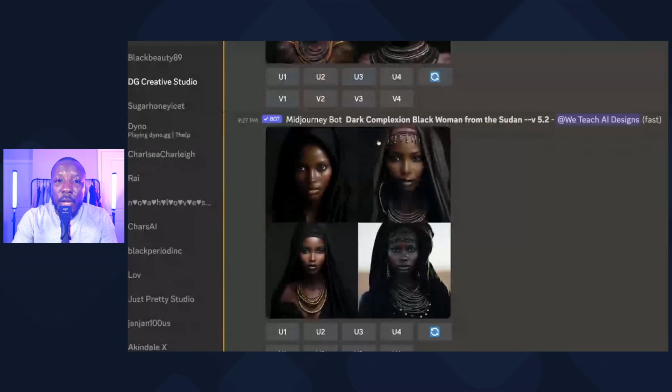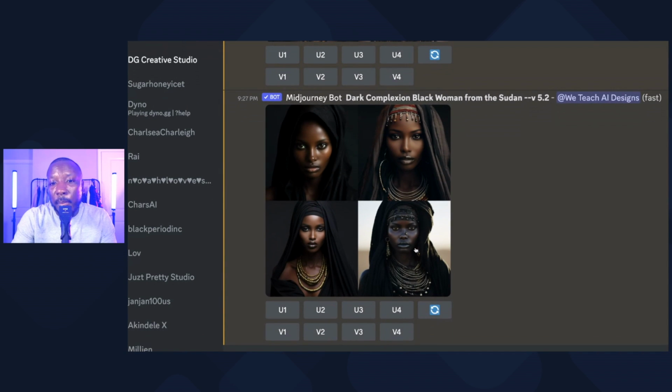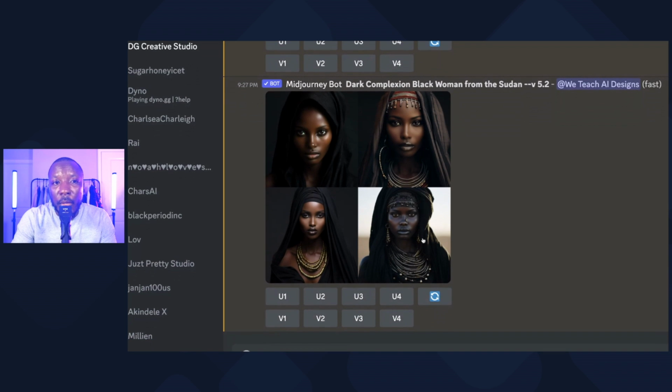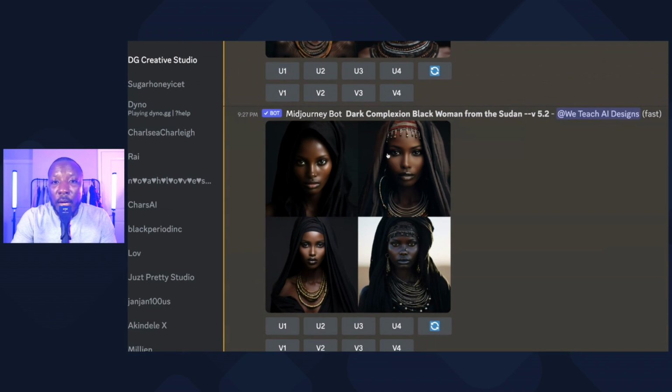And I even put "a dark complexion black woman from Sudan." So I got very specific. I want dark skin complexion. Want to make sure that she's a black woman and specifically from the Sudan. And I think number 4 got me the closest to it. So the prompt that I used was "dark complexion black woman from the Sudan." So you use that. It's not necessarily a guarantee, but from the results that you told me that you were getting before to this right here, I think this is going to be your best solution.